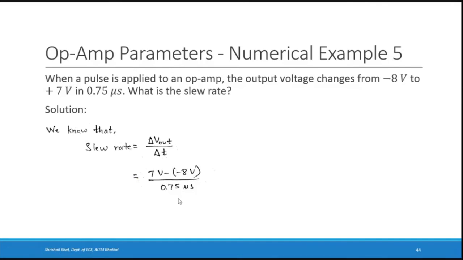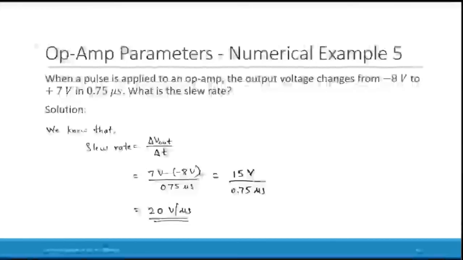Just calculate. 7 minus of minus 8 is 7 plus 8. It is 15 divided by 0.75. What is 15 divided by 0.75? Someone calculate. 20, right? 15 divided by 0.75 is 20. Units is volts per microsecond. As I said, for slew rate the unit is volts per microsecond. The numerator is in volts, the denominator is in microseconds. So it is 20 volts per microsecond.